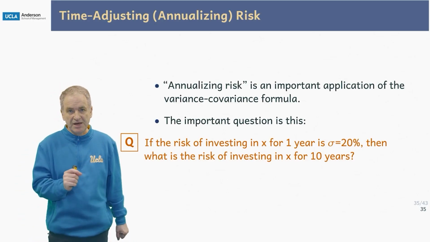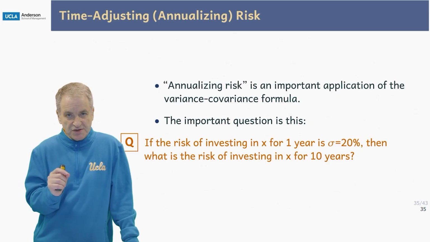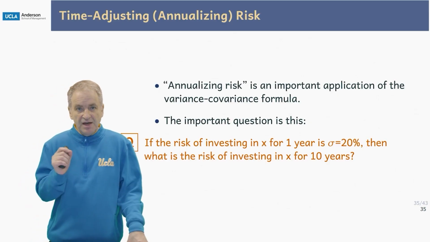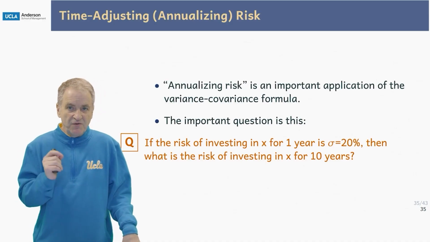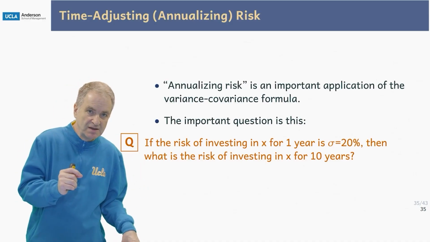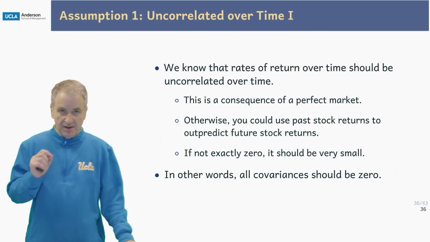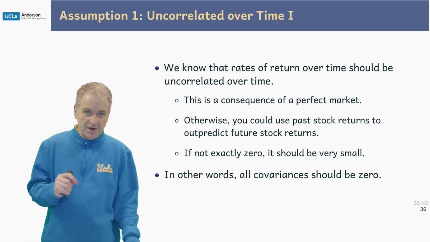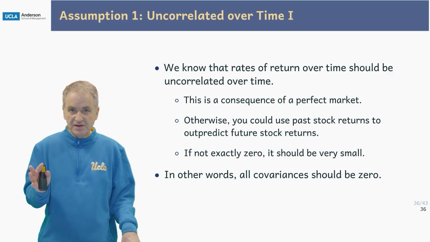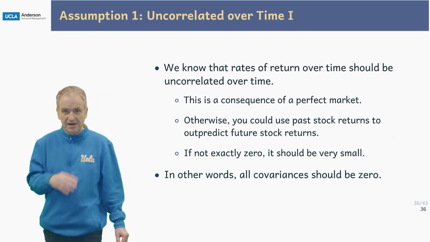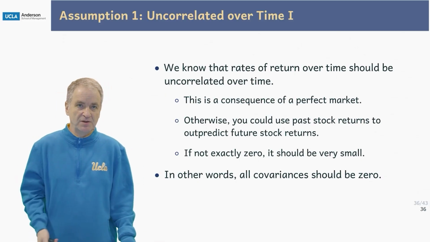And here's our application. We want to annualize risk. So the important question that we want to ask is, if the risk of investing in some security X for 1 year is 20%, then what is the risk of investing in X for 10 years? Here's the first assumption. We know that rates of return over time should be uncorrelated over time. We just did this. It's a consequence of perfect market and the fact that you cannot easily get rich. It's got to be very, very small.